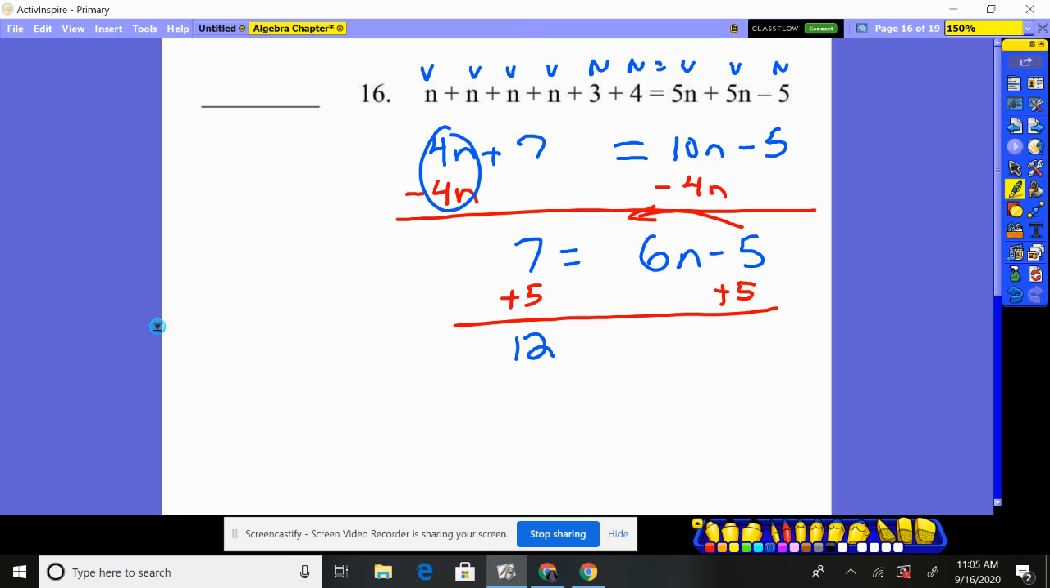7 plus 5 is 12 equals 6n. And now how do you get rid of multiplying by 6? We divide by 6 on both sides. 2 is equal to n, or basically n is equal to 2. The solution here, if we plug 2 in, it'll make the equation true.